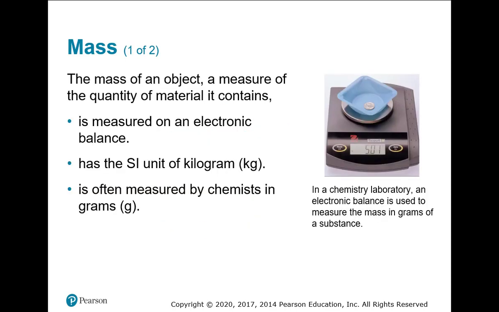The mass of an object is a measure of the quantity of material that it contains. It's measured on an electronic balance such as this. It has the SI unit of the kilogram. However, in lab, our scale will be set to grams, which is the metric system. And like it says right here, we will use grams on our scale. We can easily convert from grams to kilograms. That will be in a different lesson, but you're going to see how easy it is to convert from one unit to another.